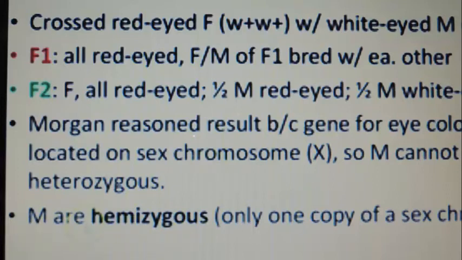Now, at this time, I'd like to fold in the term hemizygous, hemi meaning half. Males are referred to as being hemizygous for sex chromosomes since they only have 1 X.